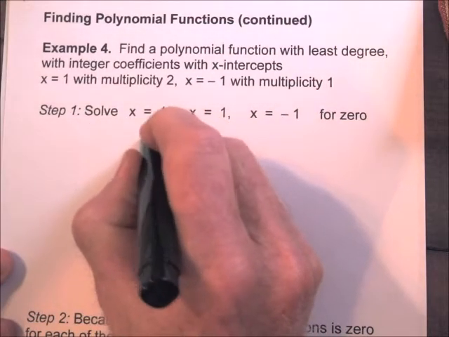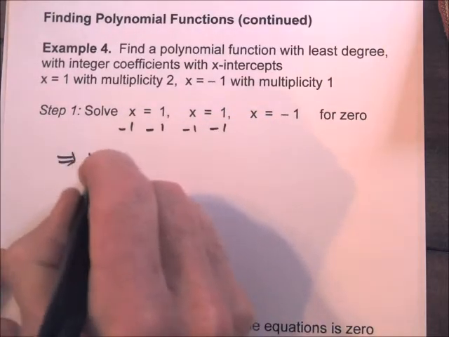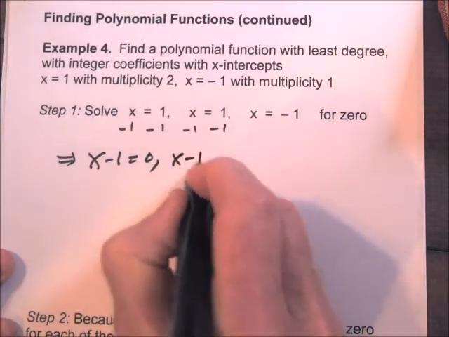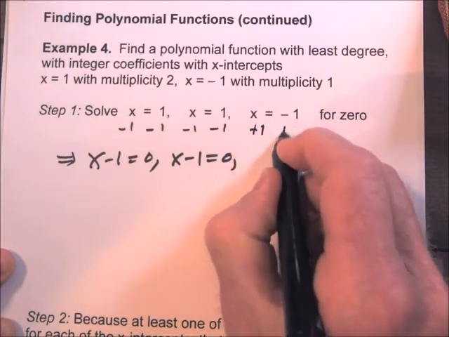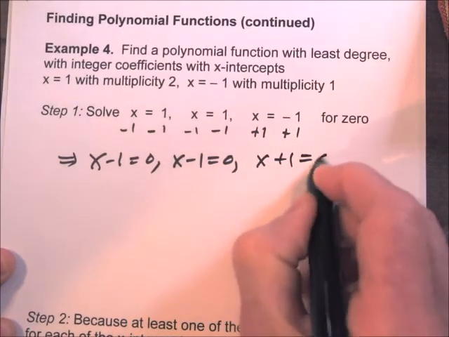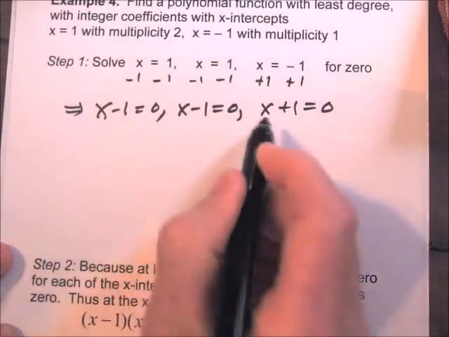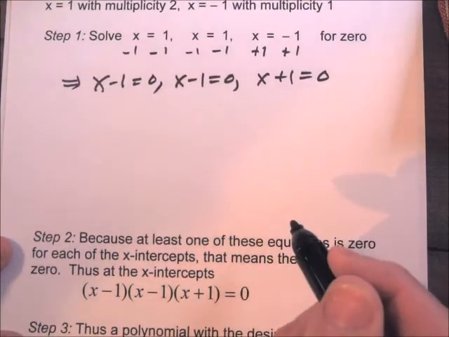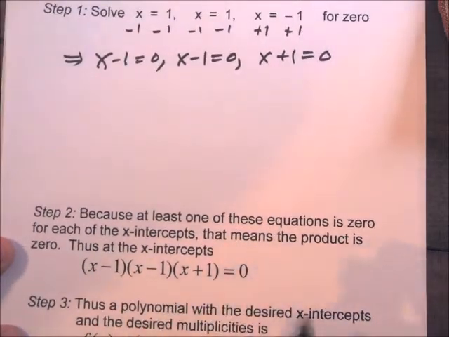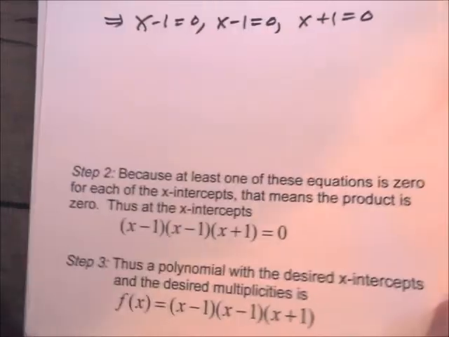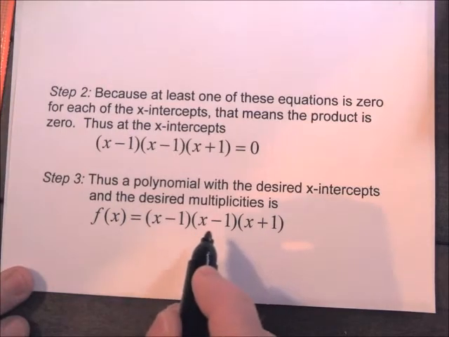So the first two equations, we want to add -1 to both sides with the equal sign, and we'll get x minus 1 equals 0. And the last equation, we'll add positive 1 to both sides of the equal sign and get x plus 1 equals 0. And then, so at the x-intercepts, one of these equations has to be 0. And so that means the product is going to be 0. x minus 1 times x minus 1 times the quantity x plus 1 is 0. So our function, we can write that as f of x equal to quantity x minus 1 times x minus 1 times x plus 1.